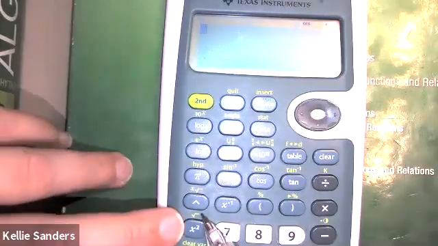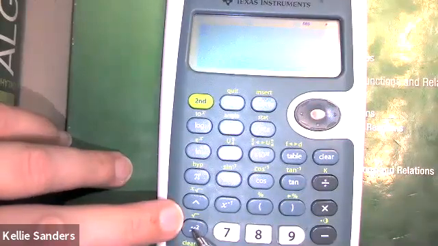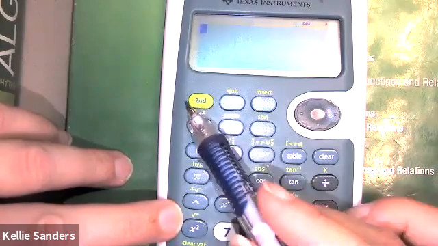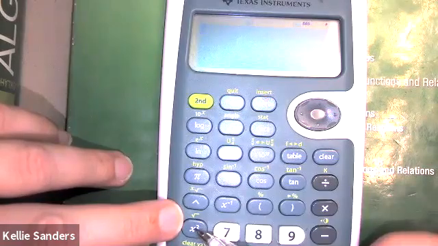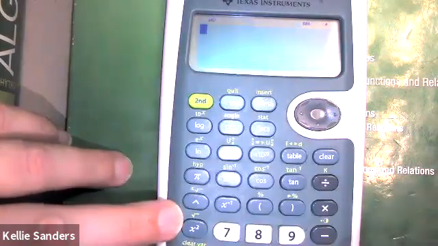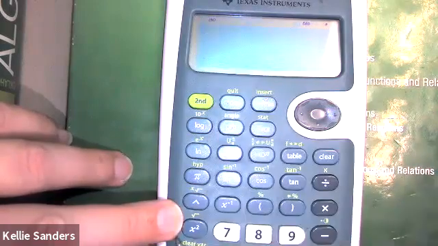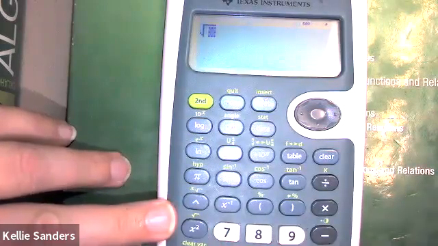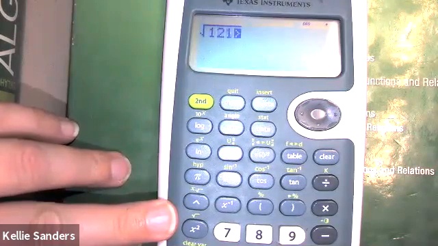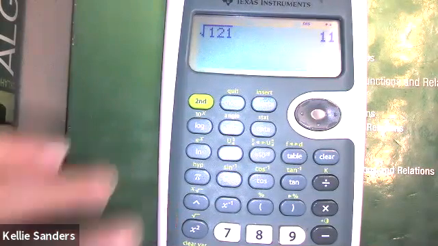Okay, so the square root is above the x squared button. If it's above the x squared button, then you have to hit the second button first to be able to get to the square root. See, it says second up there, which means a shift. So x squared, there's your square root, 121, and the answer is 11. So that's how you take the square root of it.